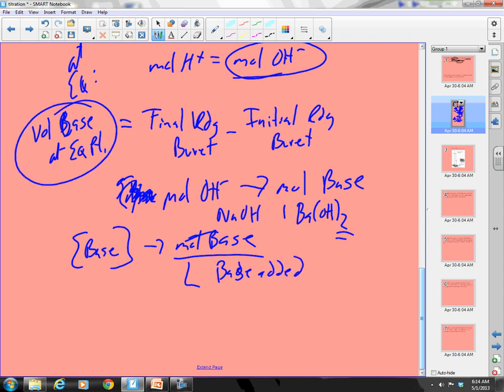Right, here's the liters of my base at the equivalence point. That's how we do this. It's a piece of cake. Let's run through one. Oh, let me show you the equipment first.